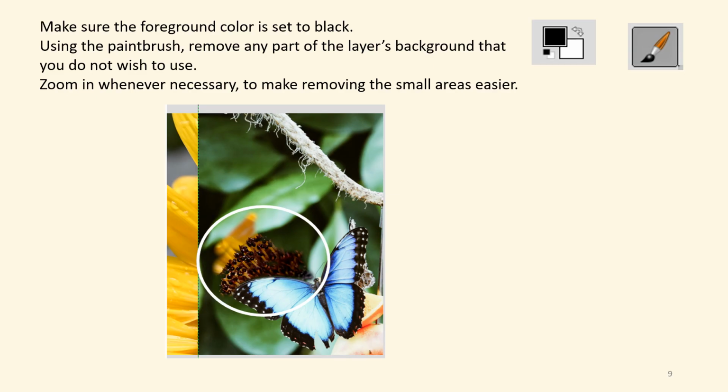Make sure the foreground color is set to black. Using the paintbrush, remove any part of the layer's background that you do not wish to use. Zoom in whenever necessary to make removing all the small areas easier.